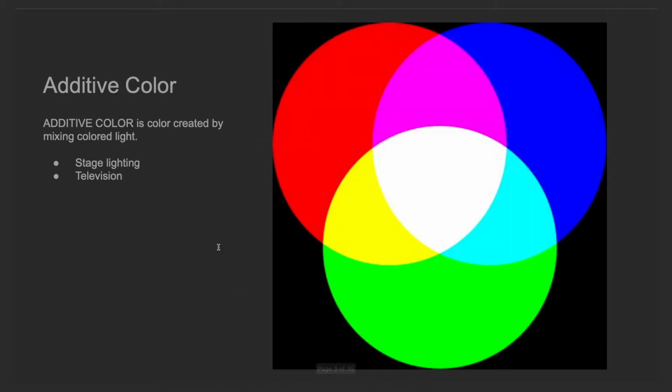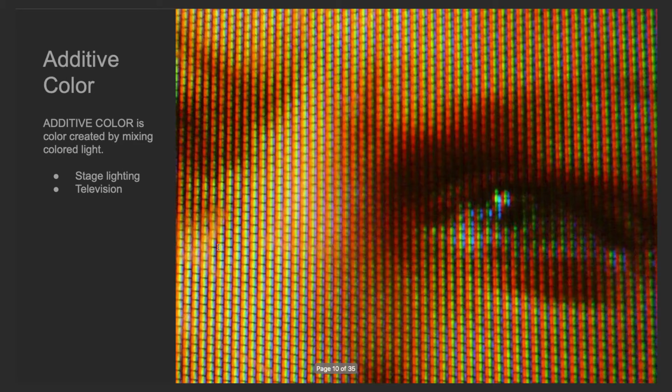Then we talked about color. We have additive color. Additive color is created by mixing light together, so that's like your computer screen that you're looking at. So we have red, green, and blue. Together, those make white. Additive color.